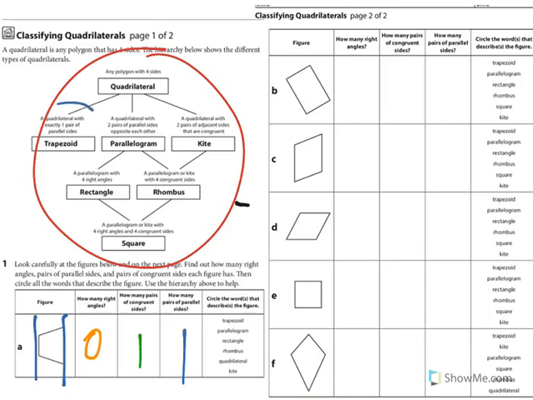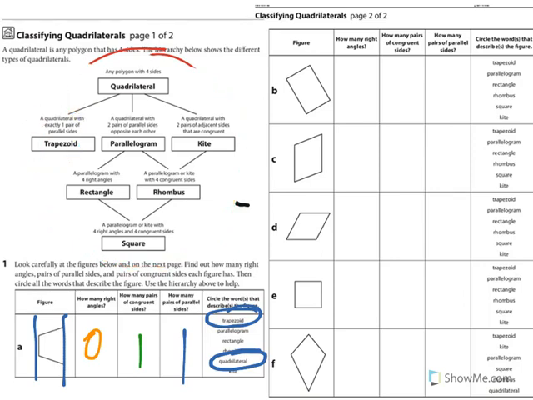Which is the only shape that has one pair of parallel sides? The trapezoid. Excellent. But trapezoid isn't the only word that can describe this. It could also be described as a quadrilateral because it has four sides. Make sure you always classify your shapes, your polygons, with as many names as possible. Okay, let's move on to B.